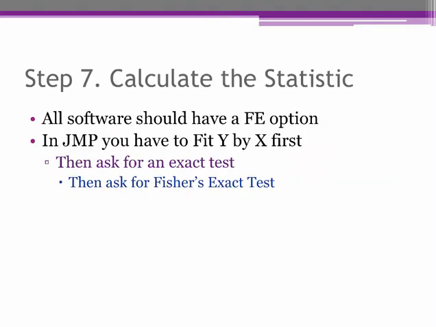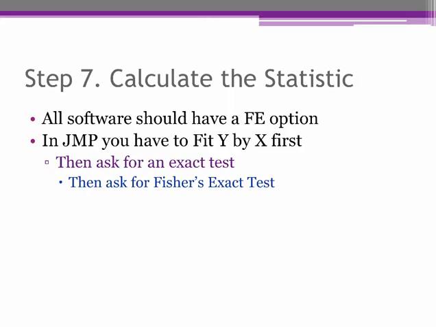Step 7, calculate the test statistic. All software should have a Fisher's exact option. Remember, it's standard in JMP with the 2x2. It pops up. You don't have to ask for it. When you have a larger than 2x2 table, also called an R by S table, rows by columns, you have to fit Y by X first, and then you ask for the exact test, and then you ask for Fisher's exact test.